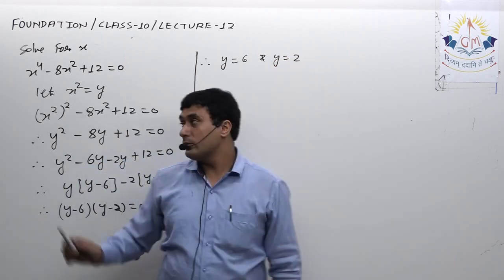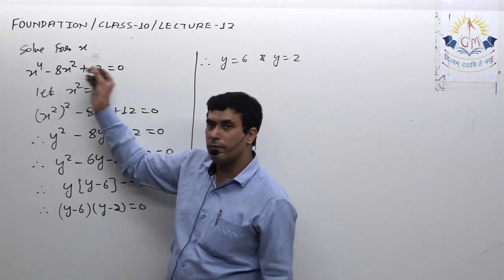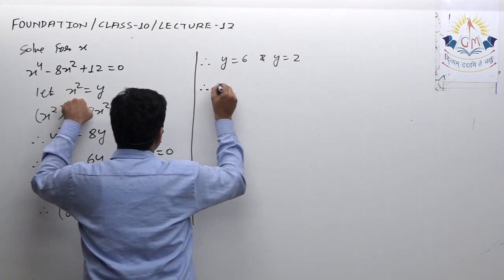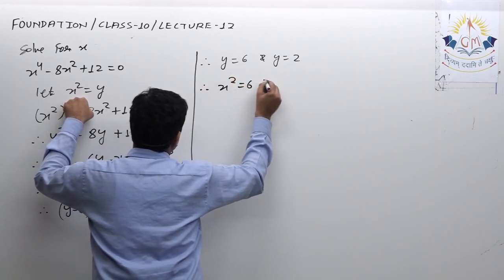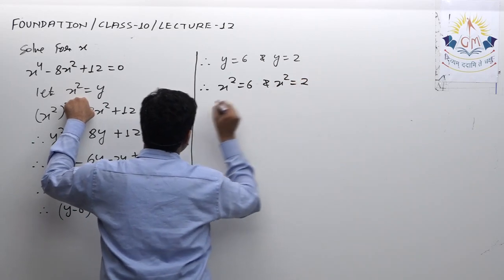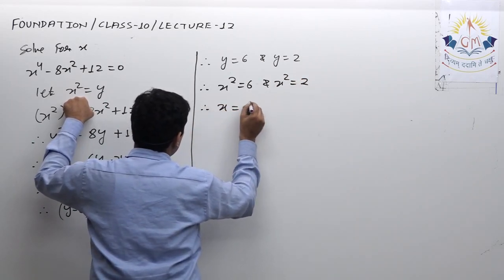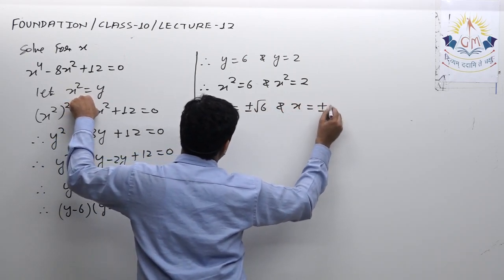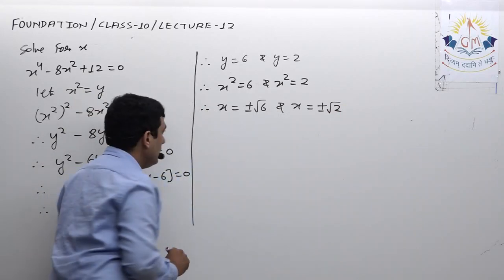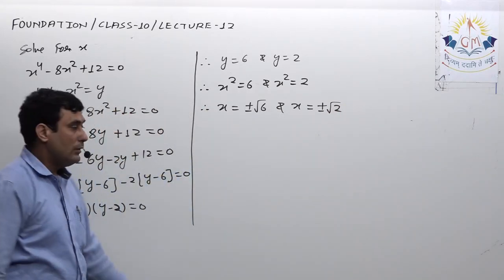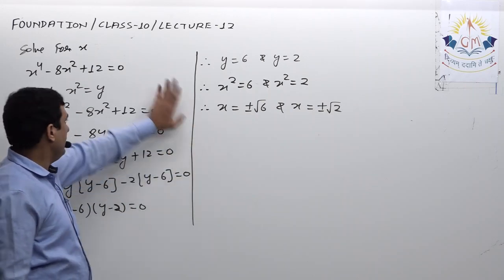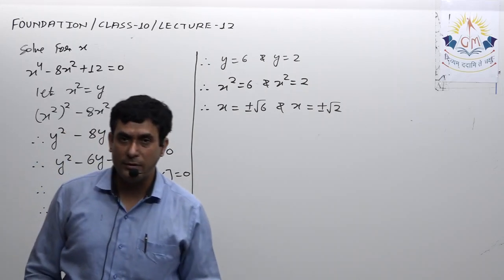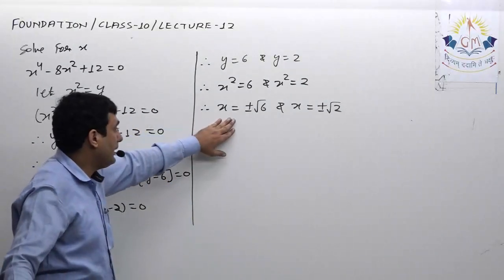But in the question, what we have to find is x, because we have to solve it for x. What is y? Y is x square. So I can say therefore x square is equal to 6 and x square is equal to 2. So this gives you x equal to plus minus root 6, and from here you will get x equal to plus minus root 2. Okay, so among these four values, definitely one will be the solution of the equation.